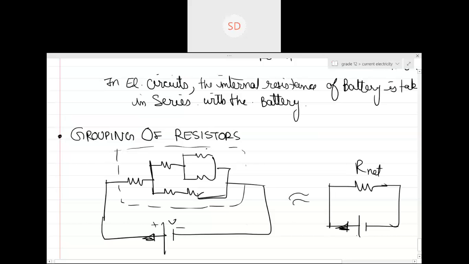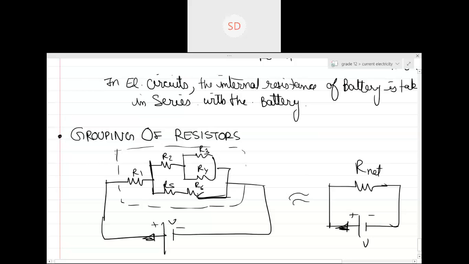So guys, the question is, what is grouping exactly? If you have any circuit which is given to you, a complicated circuit including various resistors which are in series or in parallel, whatever combination it may be.